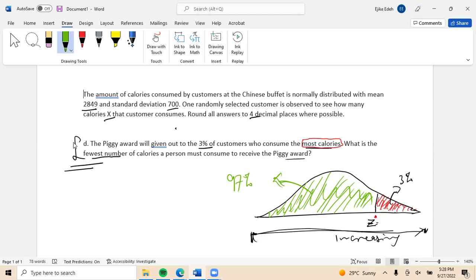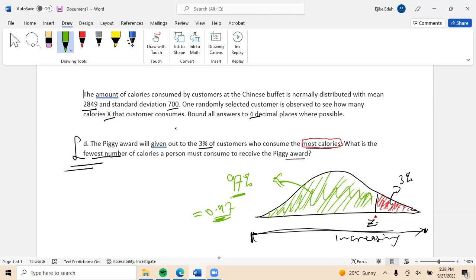So when I go to the table, I'm not going to be looking for 3%, because the table shows me the value from the left tail. So I'm going to look for 97%, which of course is equivalent to 0.97. So I'm going to be looking for this area on the table, and with it I'll be able to find the equivalent Z-score that marks that cutoff.